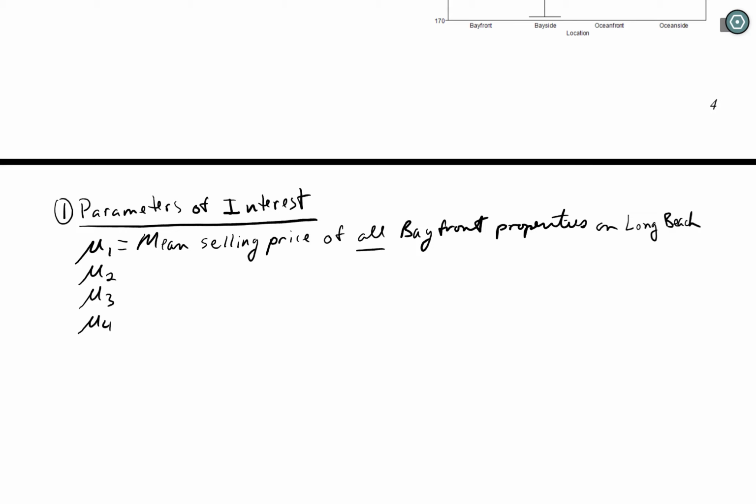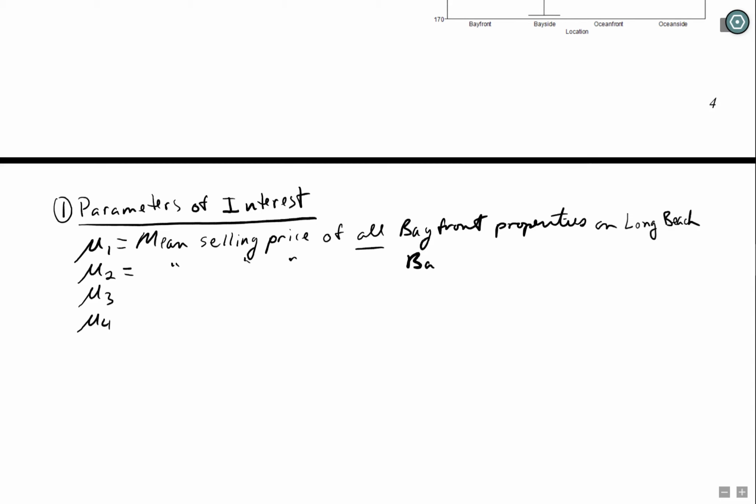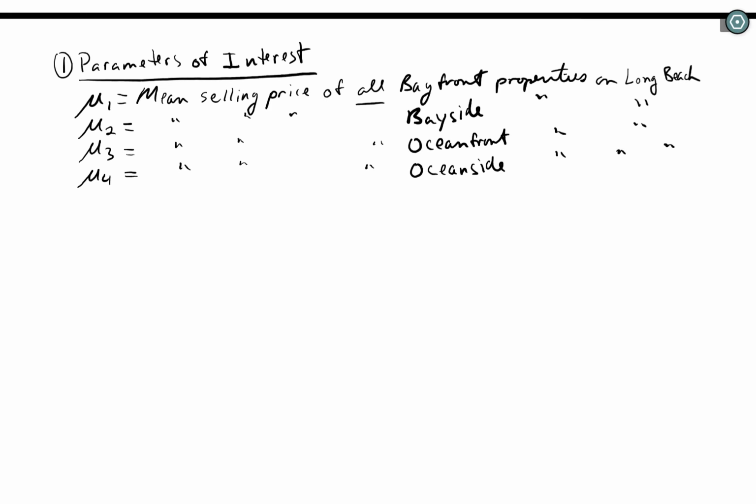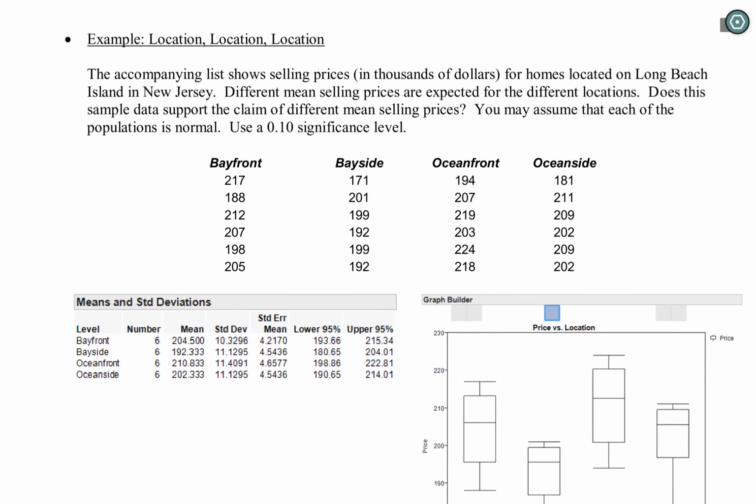We're going to let mu2 be the mean selling price of all, and this time bayside properties. Mu3 is the mean selling price of all oceanfront properties on Long Beach. Mu4 is the mean selling price of all oceanside properties on Long Beach.